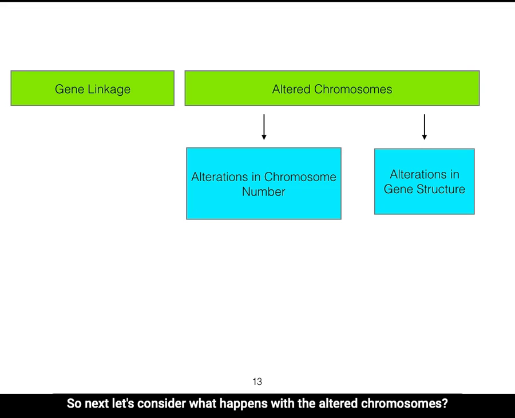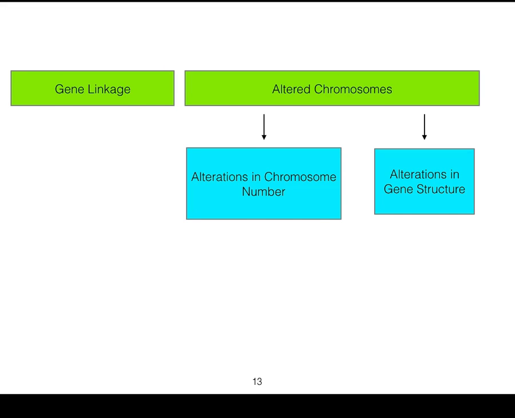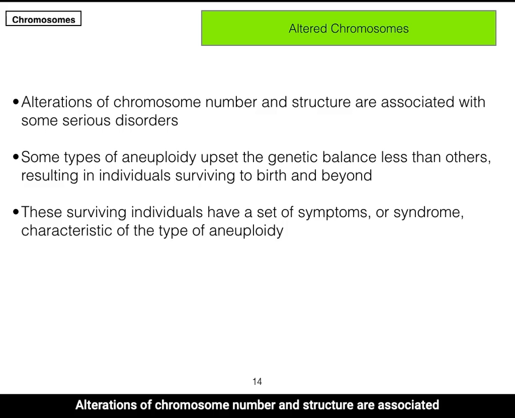So next, let's consider what happens with the altered chromosomes. Alterations of chromosome number and structure are associated with some very serious disorders. Some types of aneuploidy upset the genetic balance less than others, and this can result in individuals surviving to birth and beyond. These surviving individuals have symptoms or a syndrome that's characteristic of the type of aneuploidy that's present.